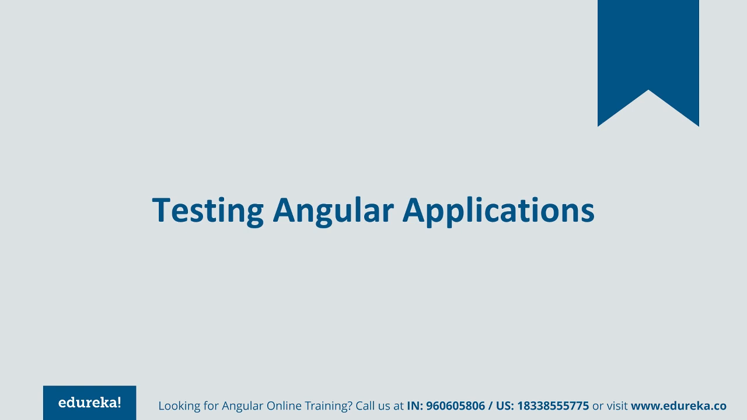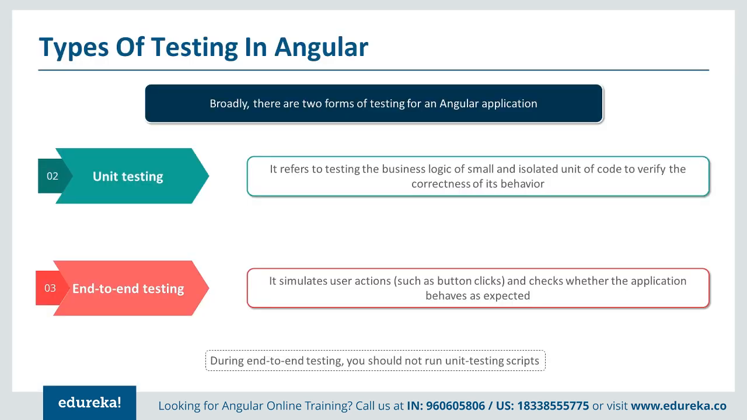Testing Angular applications. Types of testing in an Angular application. Broadly, there are two forms of testing for an application. Unit testing refers to testing the business logic of a small and isolated unit of code to verify the correctness of the behavior. Obviously, you are going to test the code which you have written. It takes care of code coverage, whether you have covered all the scenarios or not. It is the automation of testing the developer code which you have written.